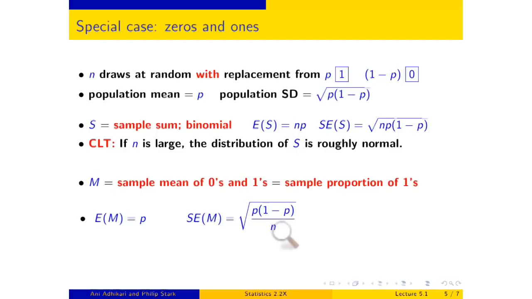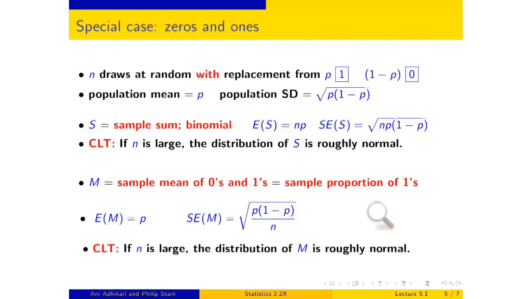Once again, the n is in the denominator, and so the sample proportion standard error goes down as you increase sample size. And as before, if your sample size is large, then the probability distribution of this sample proportion is roughly normal.